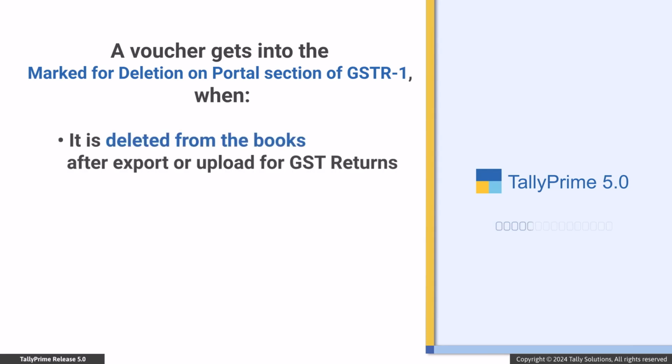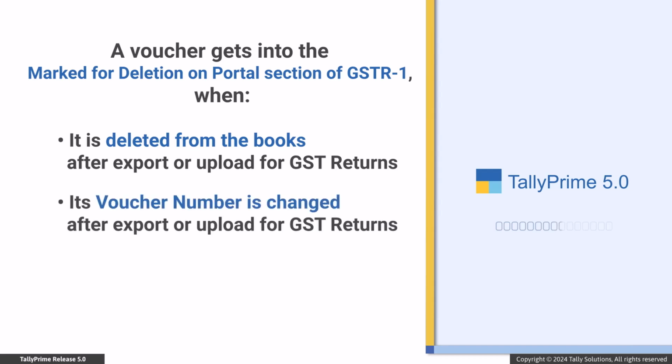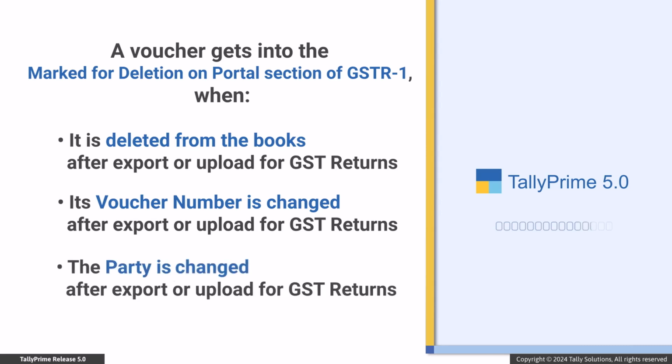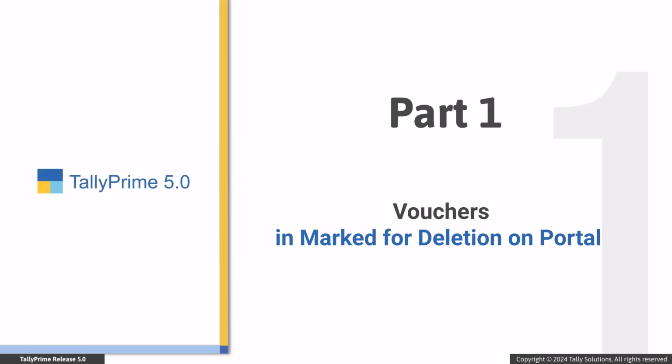You might have deleted the voucher in the books after exporting or uploading for GST returns. Therefore, the voucher gets into the section. When you change the voucher number after exporting or uploading for GST returns, the voucher gets into the marked for deletion on portal section. A voucher also gets into the marked for deletion on portal section when you change the party after exporting or uploading for GST returns. Let's first see how the vouchers get into the marked for deletion on portal section in GSTR1.